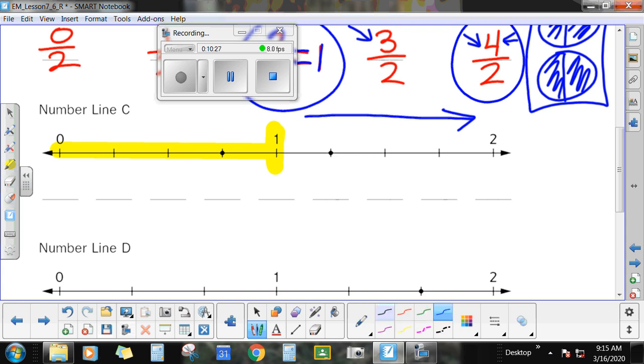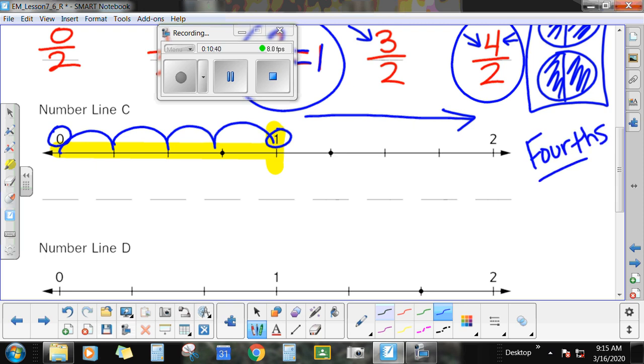So just to give you a hint on this very next one, you're going to look from 0 to 1, and it is divided into 1, 2, 3, 4 pieces. So this number line is divided into fourths as you get ready to start labeling your number line.